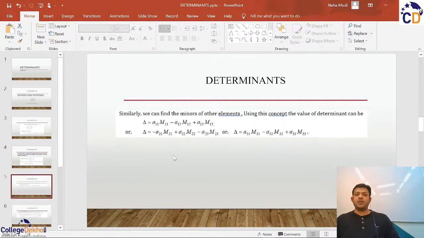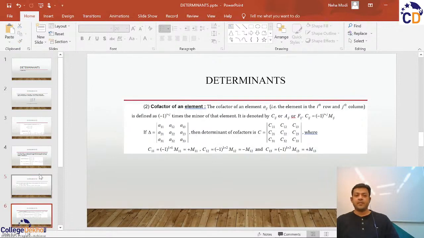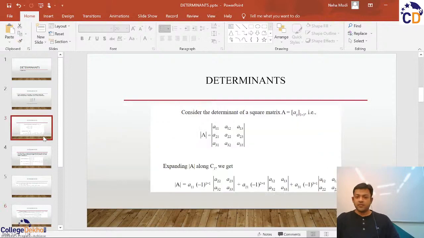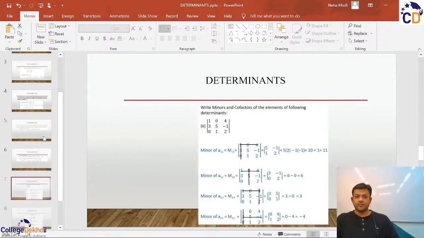Okay. In order to calculate the numeric value of the determinant, we write det, represented by a small triangle. It is equal to the first element multiplied by its minor, minus the second element multiplied by its minor, plus the third element multiplied by its minor. We can perform the same operation for the second row or the third row. Let us take a numeric example to understand this concept.